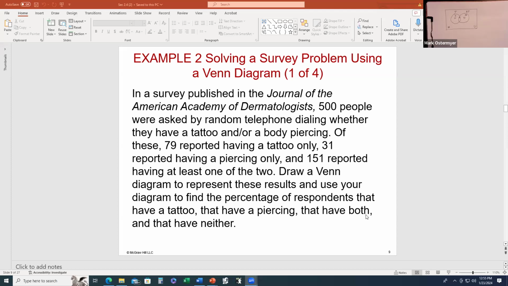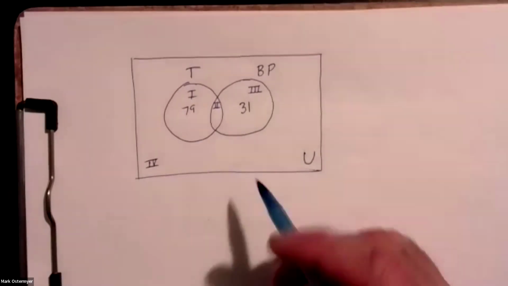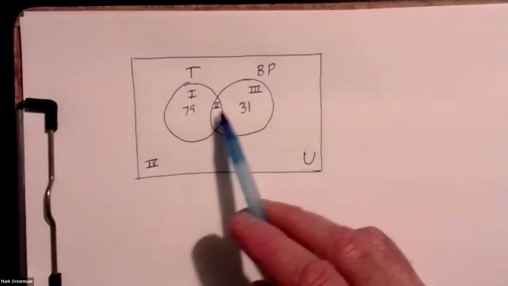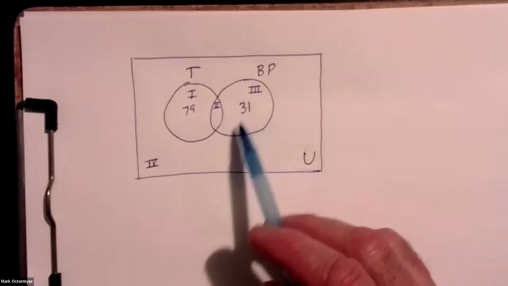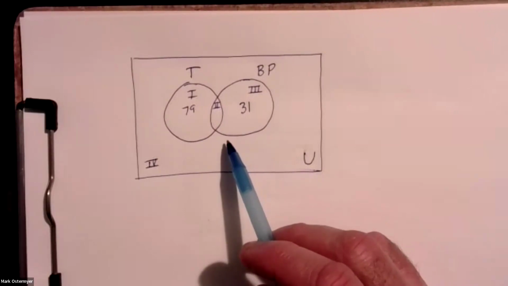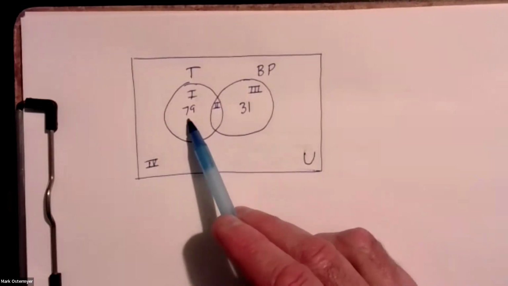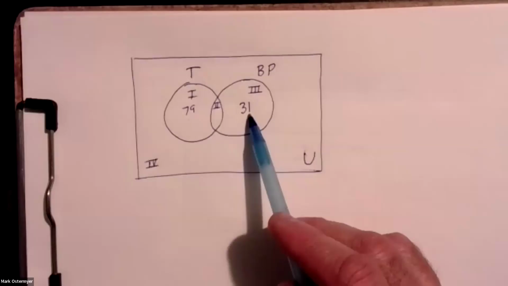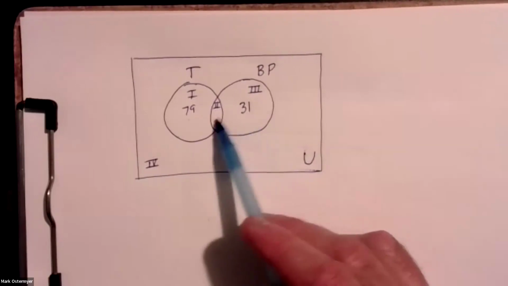All right. Let's see here. Now it says 151 reported having what? At least one of the two. 151 of the 500 respondents reported having at least one of the two, either a tattoo and/or a body piercing. So I have a question for you. Would I put 151 in region one? No, that makes no sense. Would I put it in region three? No. So how are we going to use this 151?